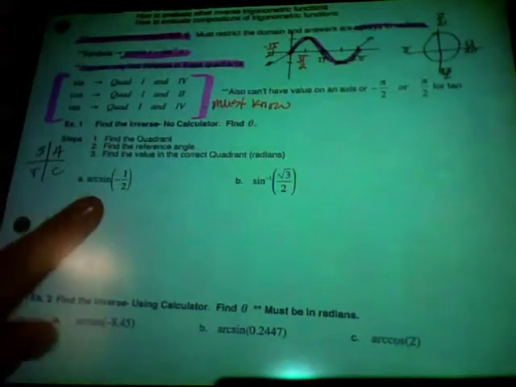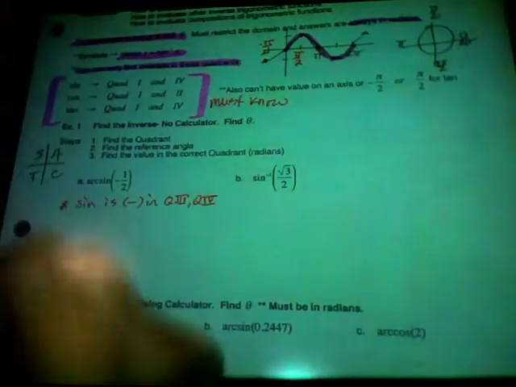So for step 1, for A, we're finding the arc sine of -1/2. We have to look to see where sine is negative. So the very first thing: sine is negative in what quadrants? Because sine is positive here, right? So sine has to be negative in 3 and 4. So in quadrants 3 and 4, that's where sine is negative.